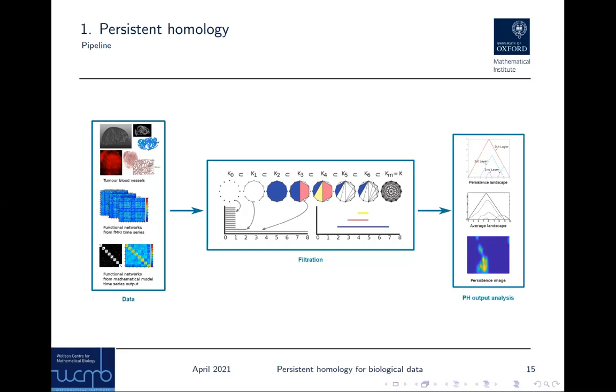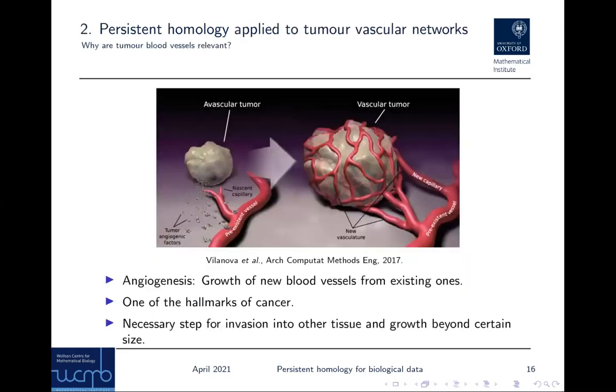So why is it that I'm interested in tumor blood vessels in particular? A tumor, when it grows, at some point needs its own blood vessel supply. And it does that in a very clever way. It uses the vessels that are already around it in the body and signals to those vessels to grow new capillaries into the tumor, forming the tumor's blood vessel network. This process is called angiogenesis, and it is one of the hallmarks of cancer. It's in particular a necessary step for invasion into other tissue and the growth of the tumor beyond a certain size. So it's a very important step and enables the tumor to become malignant.